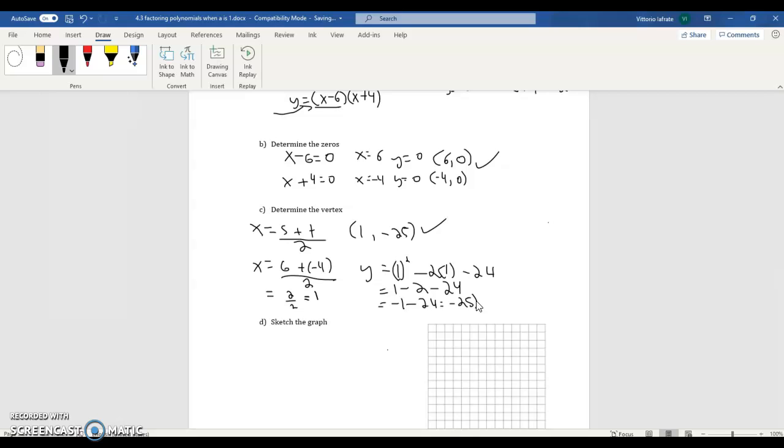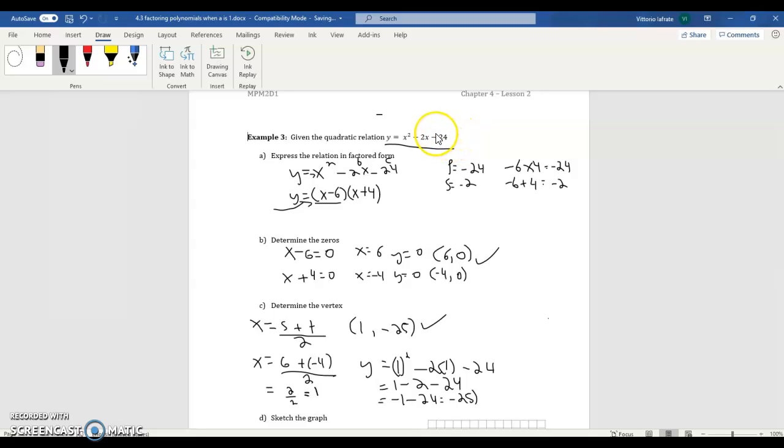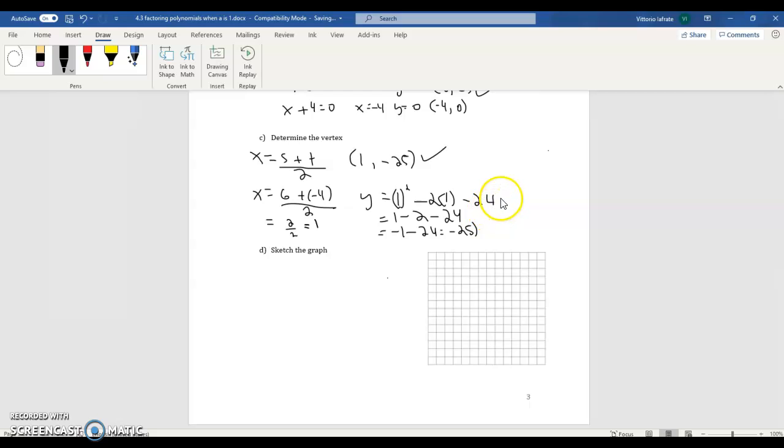We also have our vertex here. And then from the standard form, we also know our y-intercept, negative 24. So 0, negative 24 is our y-intercept. And we can use a whole bunch of these points to sketch the graph of our parabola, using the zeros and the y-intercept as mentioned, and also using the vertex.